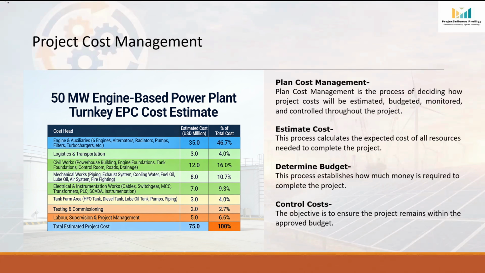So when we add all these individual cost estimates together, the total estimated project cost comes to 75 million US dollar. These estimates help us understand approximately how much money will be needed to complete the project.